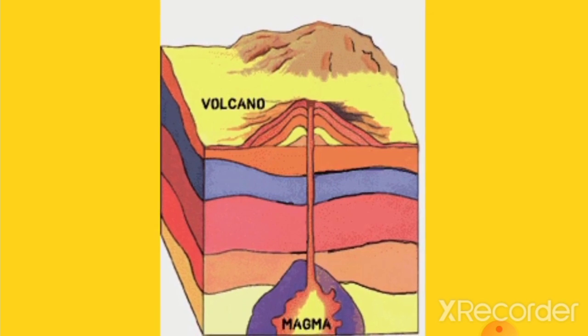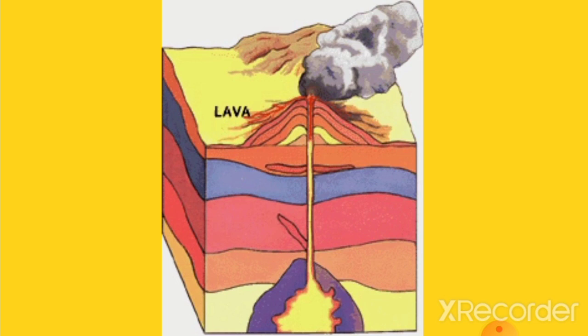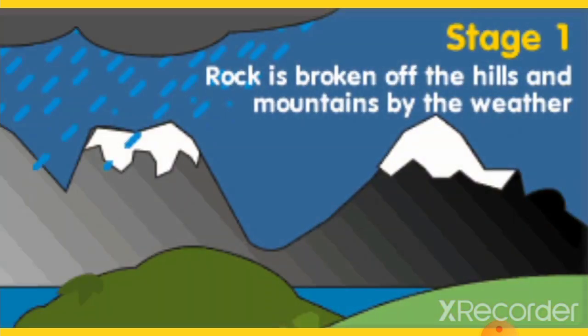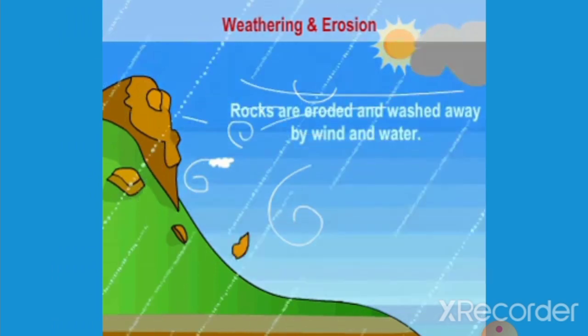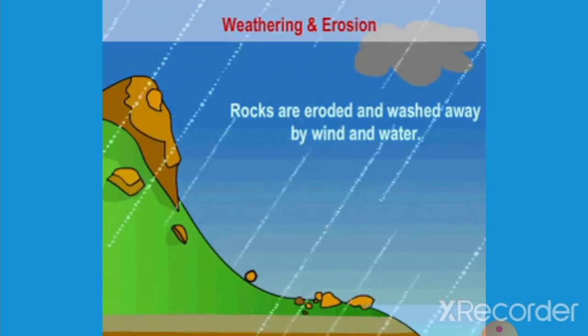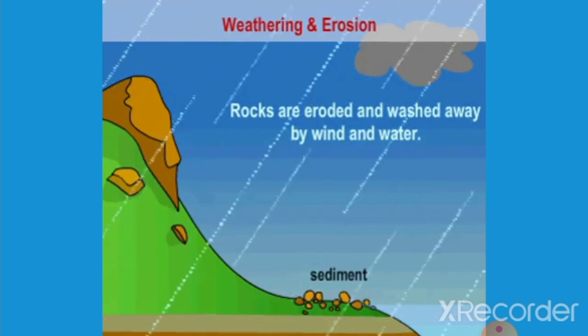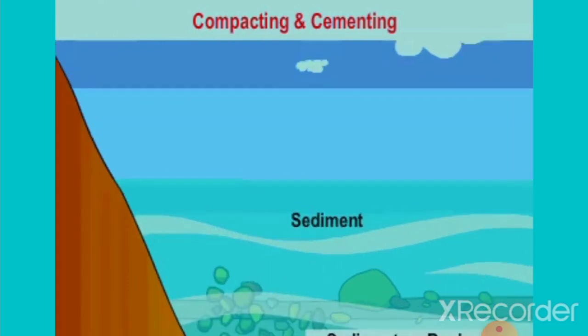First, magma erupts and comes out as lava to the earth surface, and it cools down on the earth surface, forming the igneous rocks. The rocks are then broken off the caves and mountains. This means through the process of weathering and erosion, which is the first process, the igneous rocks are broken down, forming sediments, which are tiny particles of rock, and are washed down to the sea or ocean. And when they are washed down, they accumulate and they join together.